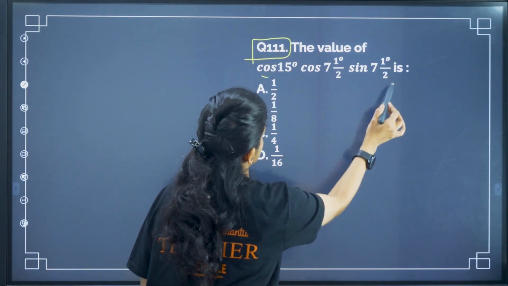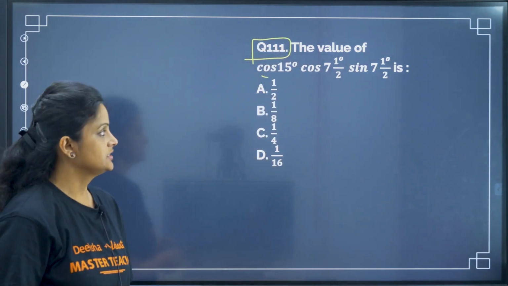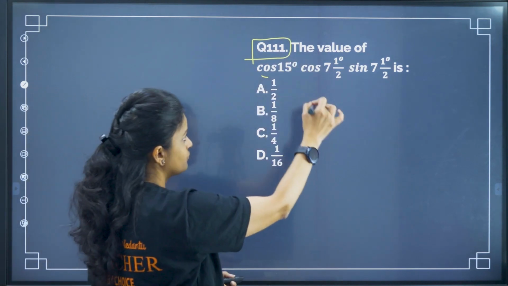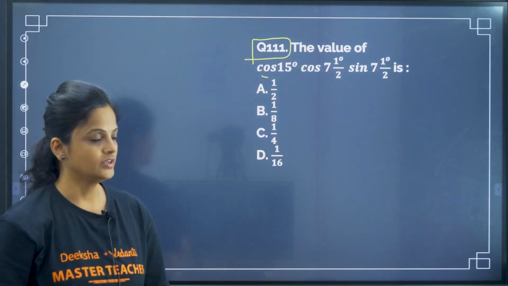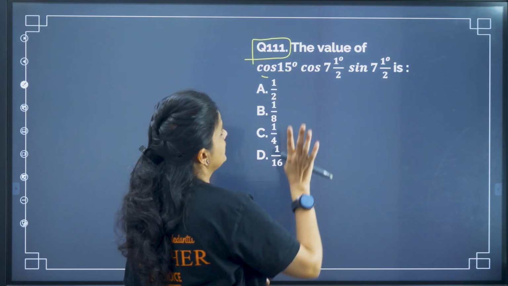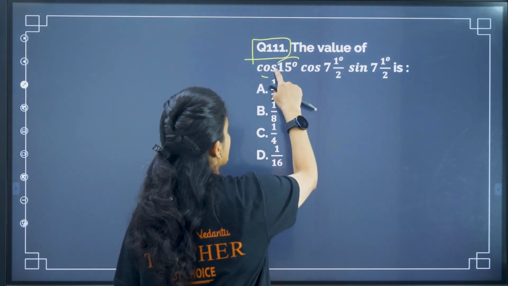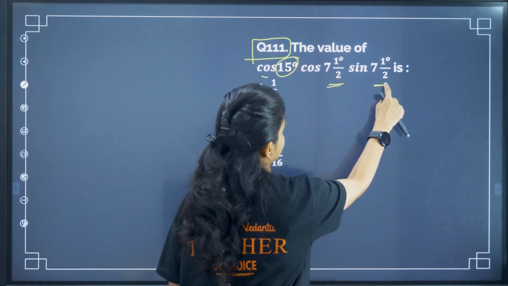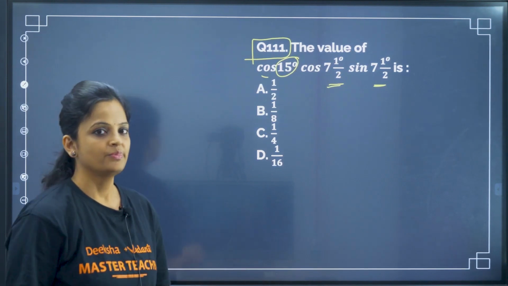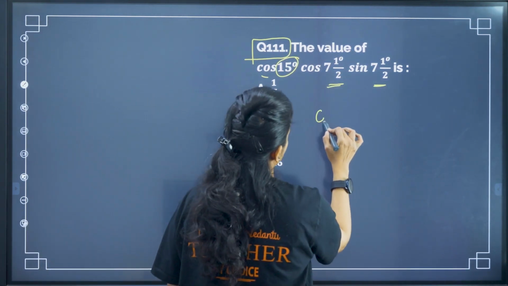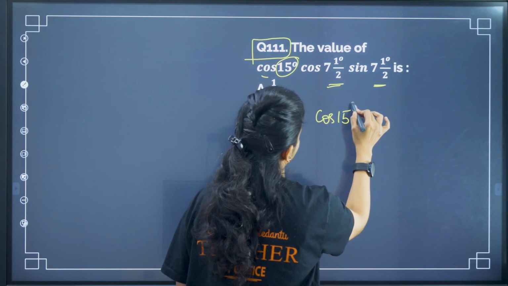The value of this: cos 15 degree, cos 7 and half degree, sin 7 and half degree. So this is giving you one hint. Half of this angle is sitting here. So what to do? That is a hint, right? So cos 15 as it is.